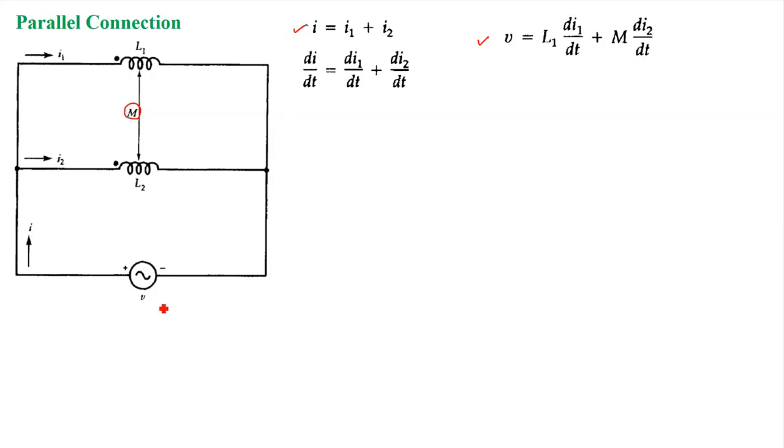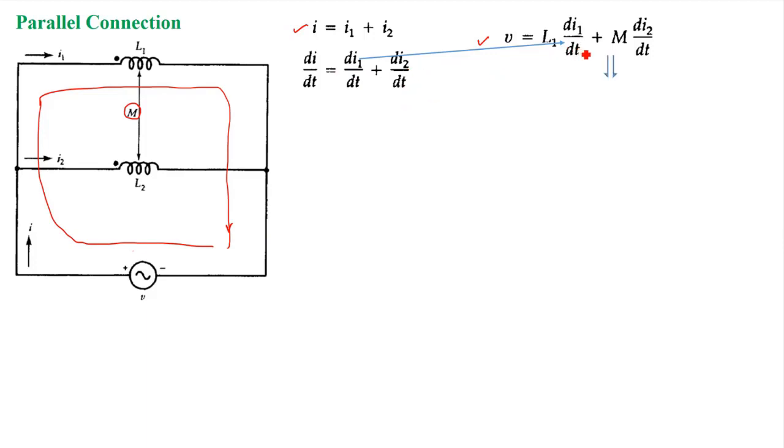I'll write the voltage equation V for this loop, considering inductance L1. So V will be equal to L1 di1 by dt plus M di2 by dt, because the flux is aiding each other, so I'll write plus M di2 by dt. Similarly, if I substitute for di1 by dt from this equation, di1 by dt will be di by dt minus di2 by dt.